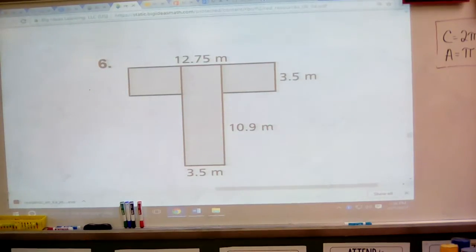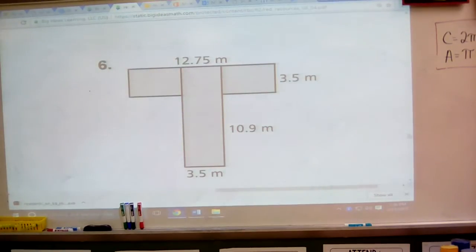This is going to be the first video of the review for the geometry test, which is going to be covering composite figures, circles and semicircles, surface area and volume of prisms as well as pyramids, and then also the surface area of a composite solid. So this is the first video. We're going to look at perimeter and area of a composite figure.